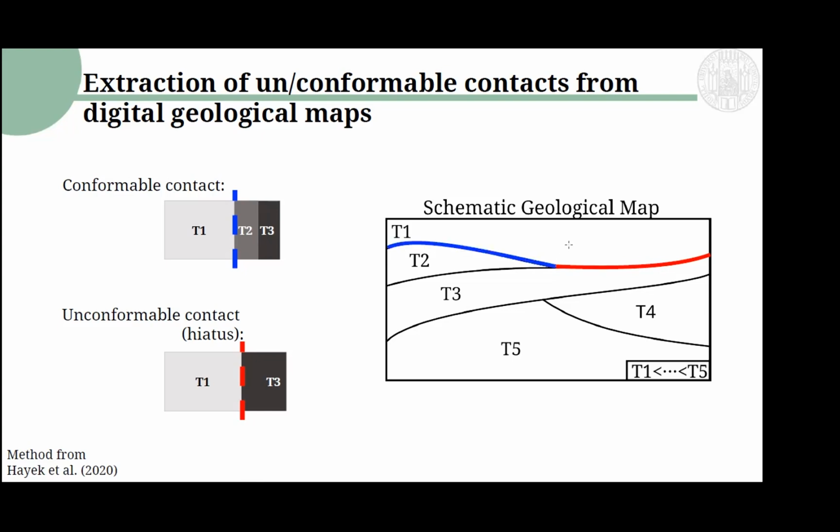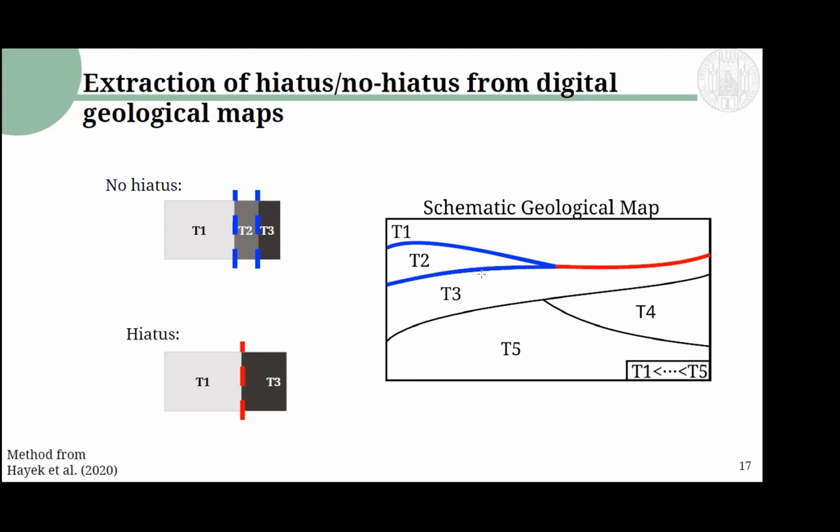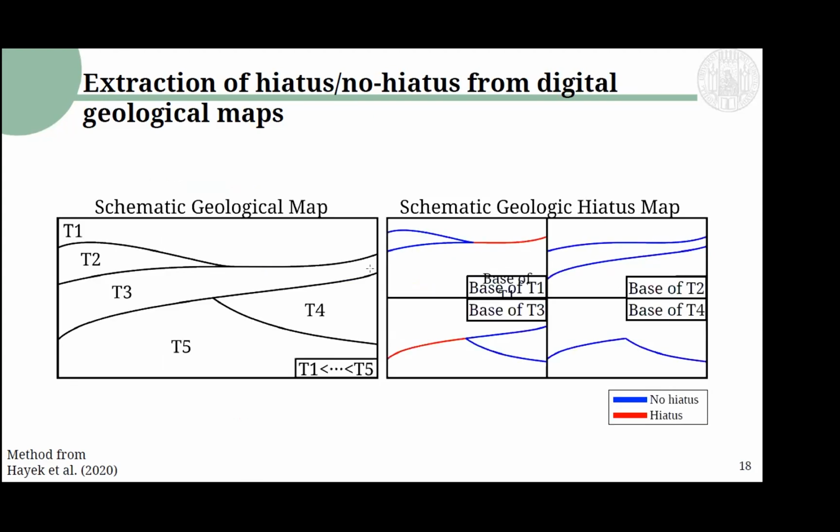And because we want to go the extra mile and define where there is a hiatus of layer 2 and where there is not a hiatus of layer 2, we are also going to map the presence of layer 2 in the map. And if we do that systematically, we extract all the contacts available in the geological map.